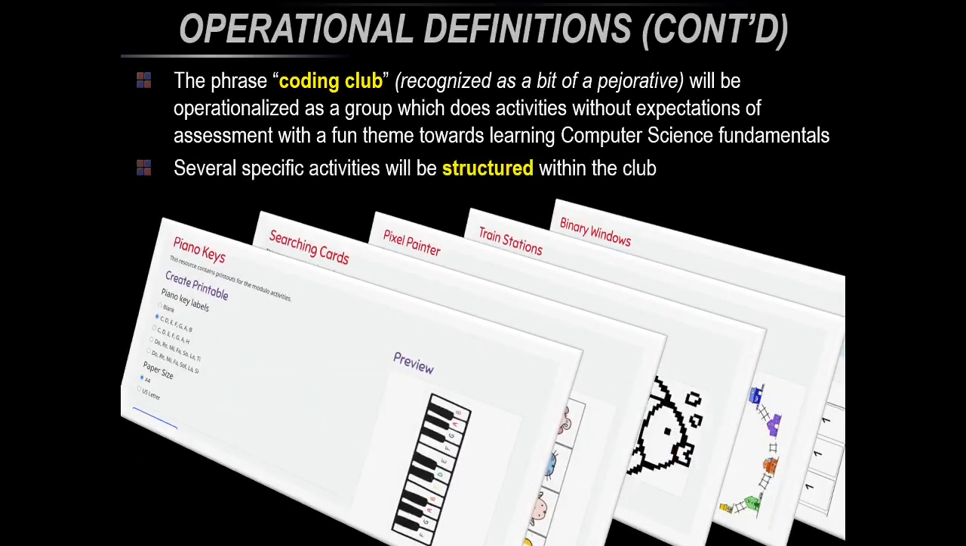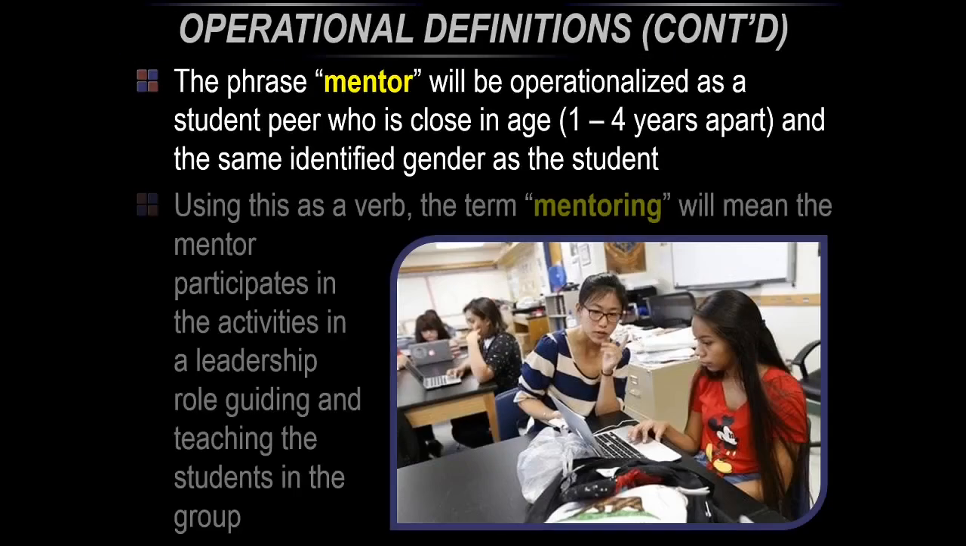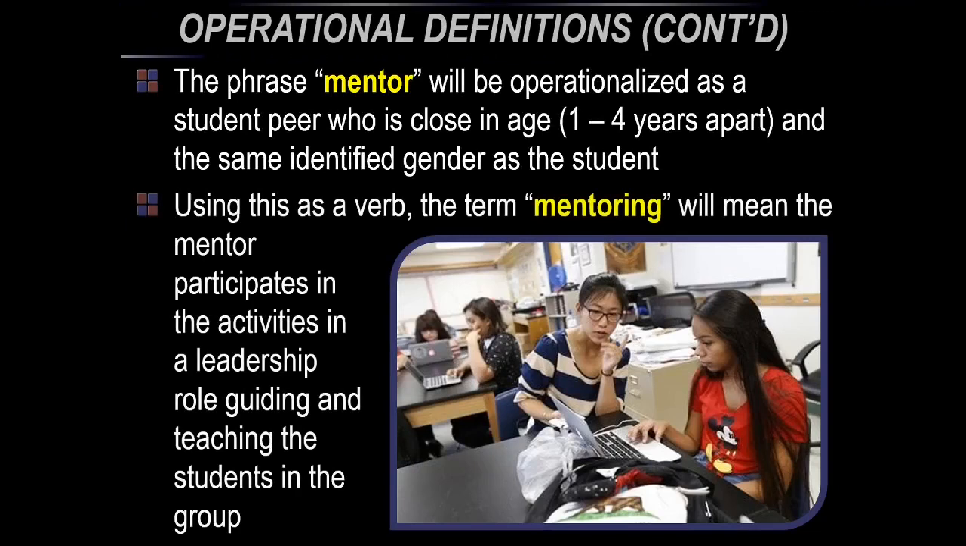here. Other words to operationalize: the term coding club, which will be used, describes a group which does activities with the expectation of having a fun theme towards learning computer science fundamentals, and will have specific activities structured within that club. The phrase mentor is used in this presentation. I will operationalize as a student peer close in age, 1 to 4 years, of the same identified gender as the student. And when using this as a verb, the term mentoring will mean that the mentor participates in the leadership activities and guiding the students in the group.